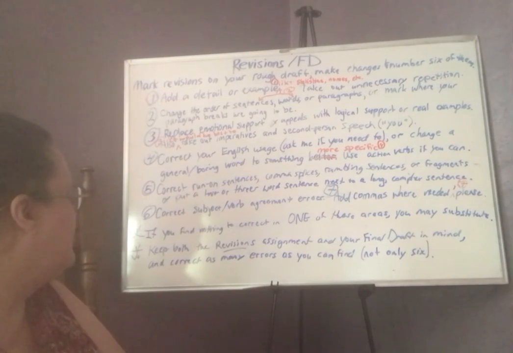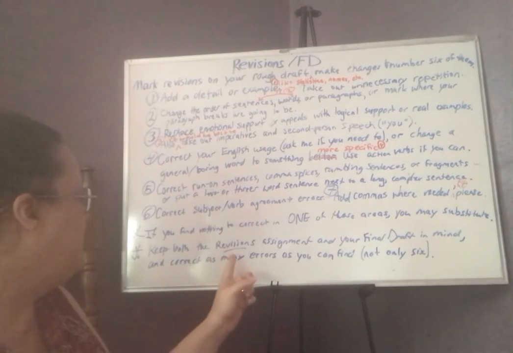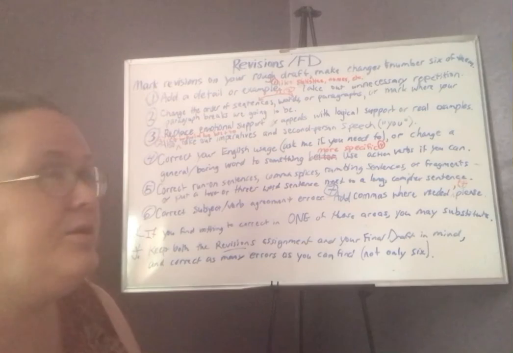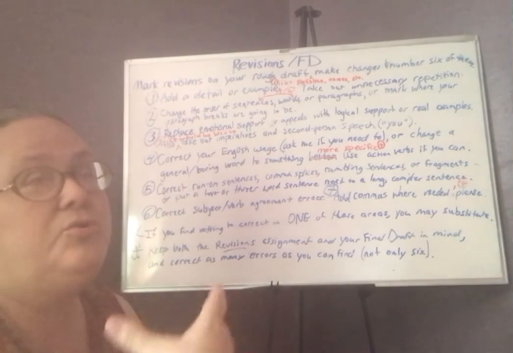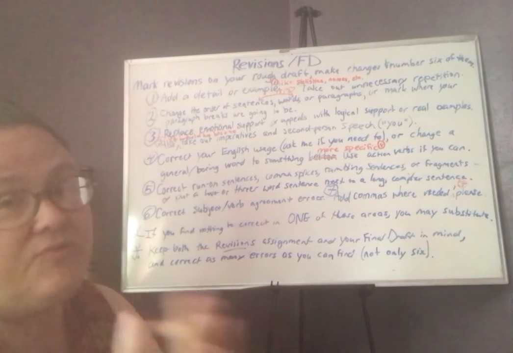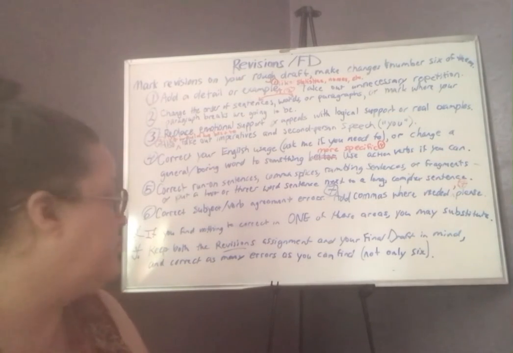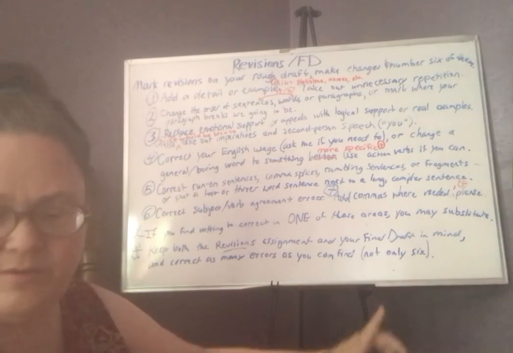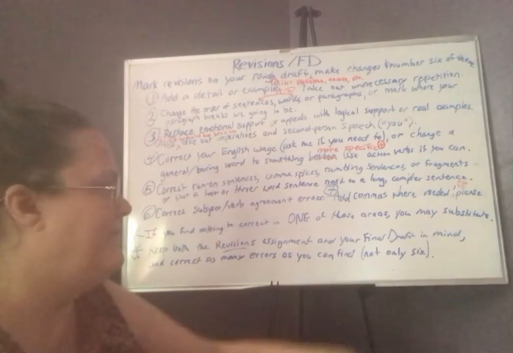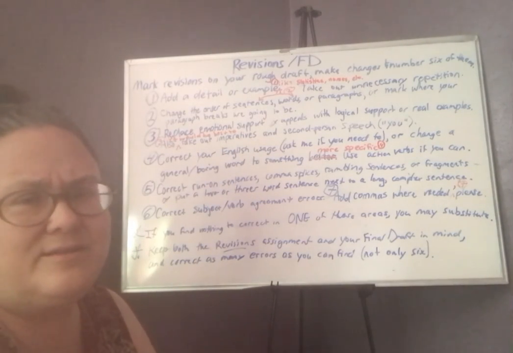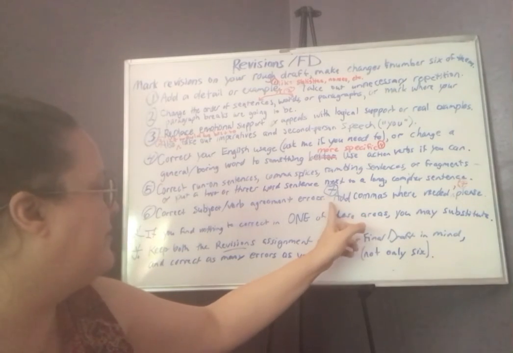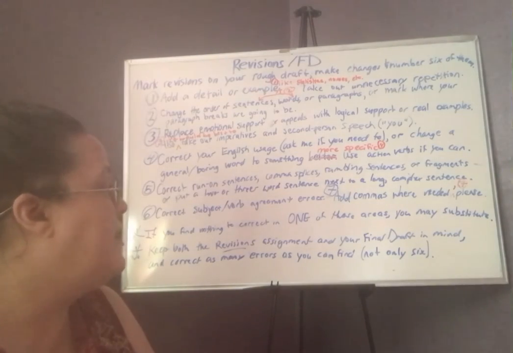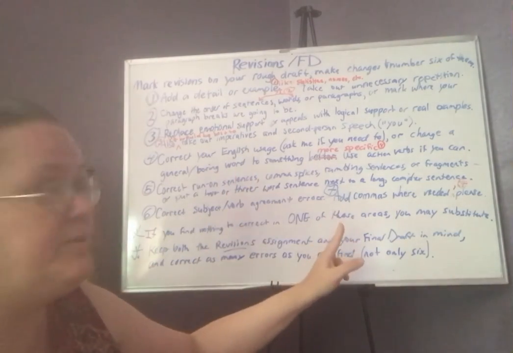So what else? Oh, keep both the revisions assignment and your final draft in mind, because you are doing 2 things here. Number 1, you're doing the revisions assignment. Number 2, you're revising your paper so that when you write your final draft, it'll be as good as possible. So correct as many errors as you can find, not only 6. Actually, I should have put not only 7. But anyway, I'm thinking normally 6 traits, 6 things, and I added 1 here, so it's actually 7. But correct as many errors as you can, not just the 7 errors that I have up here.